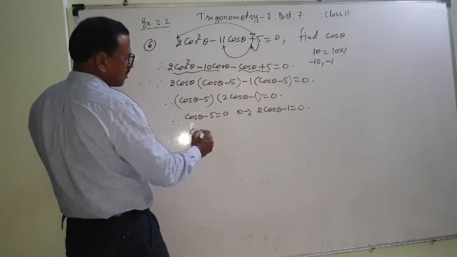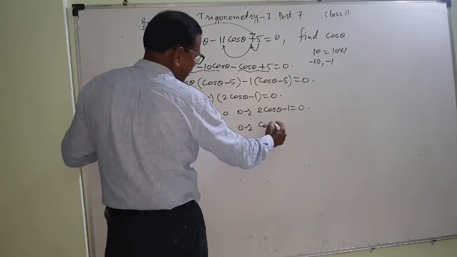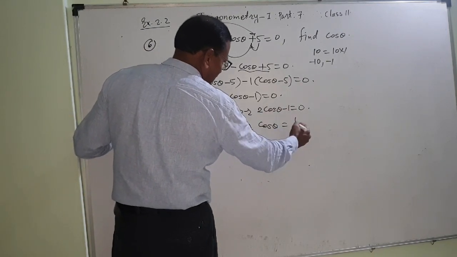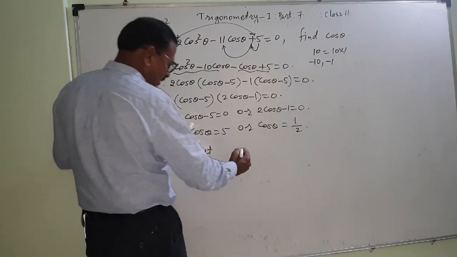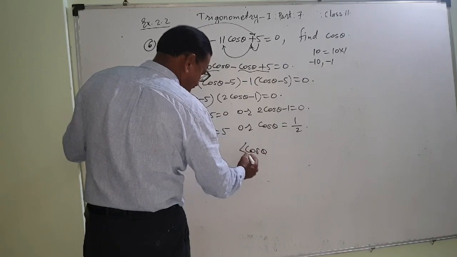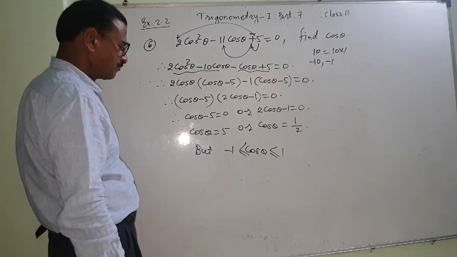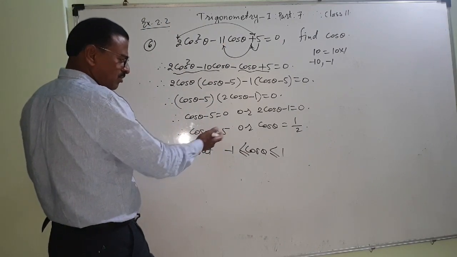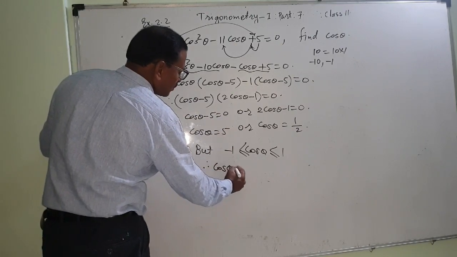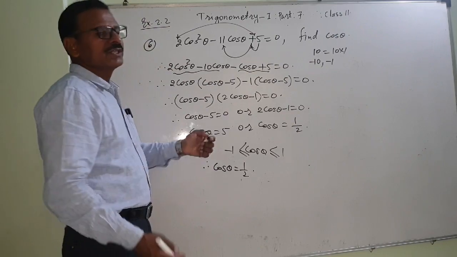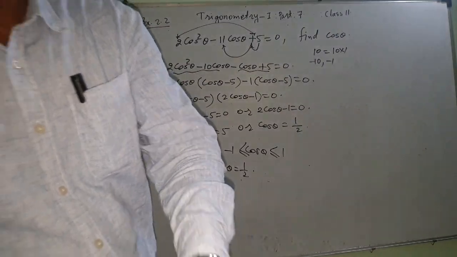Therefore, cos theta is equal to 5, or cos theta is equal to 1 upon 2. But once again we know that cos theta always lies between minus 1 and plus 1. Therefore cos theta is equal to 5 is not possible. Therefore cos theta is equal to 1 upon 2. So this is the permissible value. The question reads like this: find the permissible value.